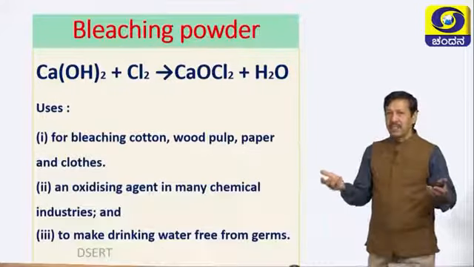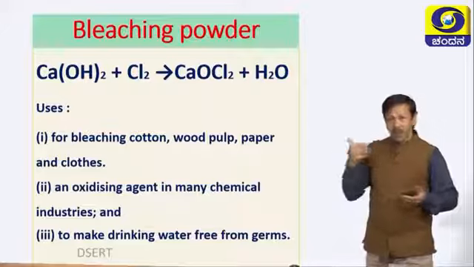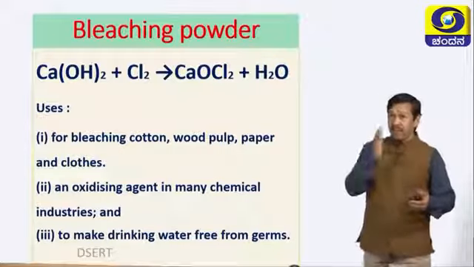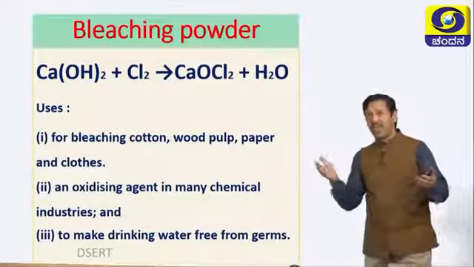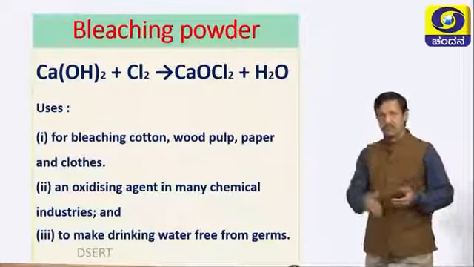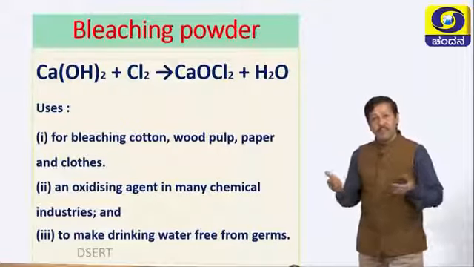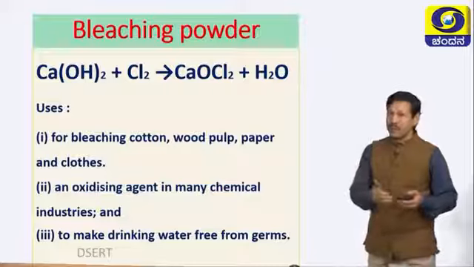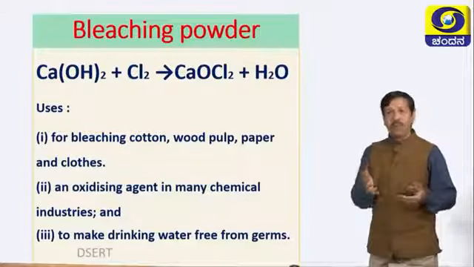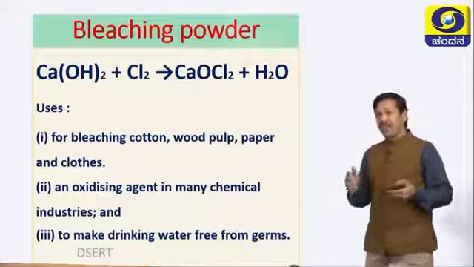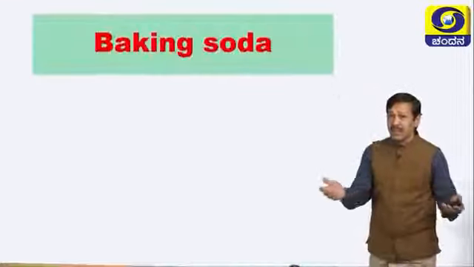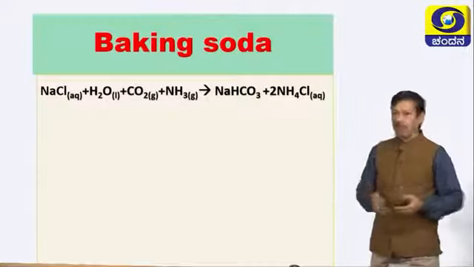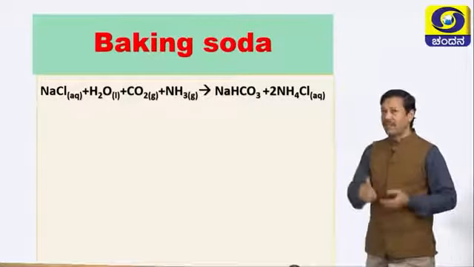It is used in the bleaching of cotton, wood pulp, paper, cloths and so on. It is an excellent oxidizing agent used in many chemical industries for oxidation purposes. It is also used to make drinking water free from germs. Thus, bleaching powder is used for many purposes. At least two very important uses you should remember. Now, let us move on to the next one, that is baking soda. A very important compound used at home itself for baking, also used in bakeries.